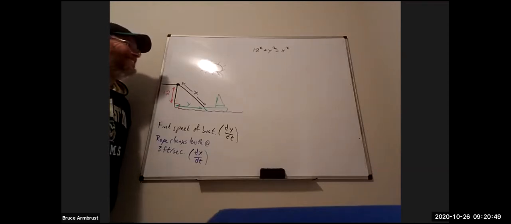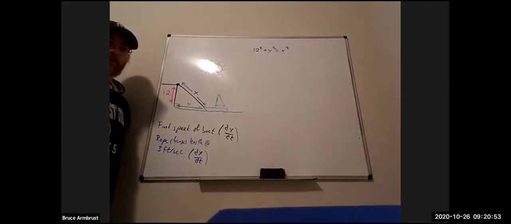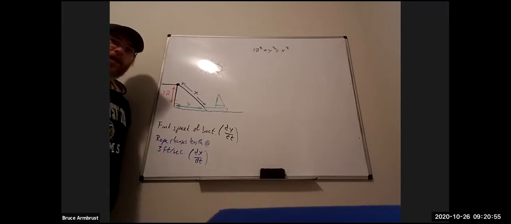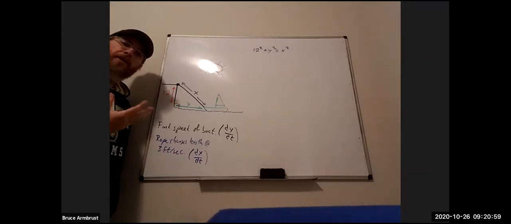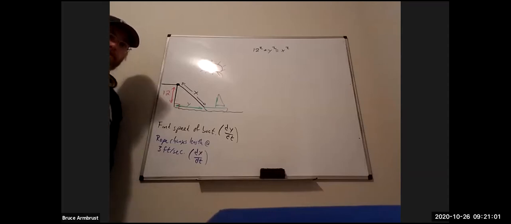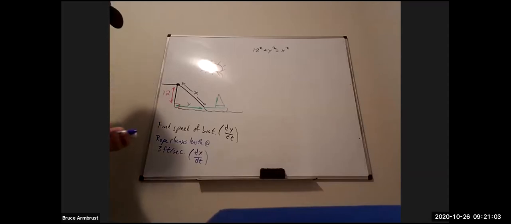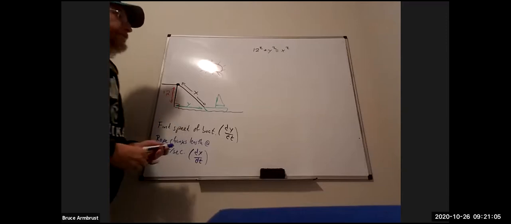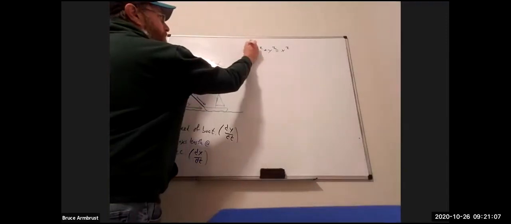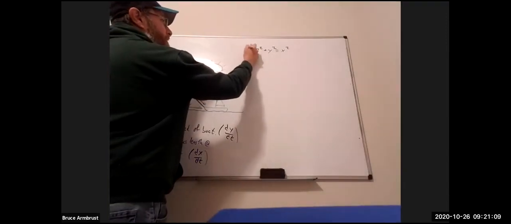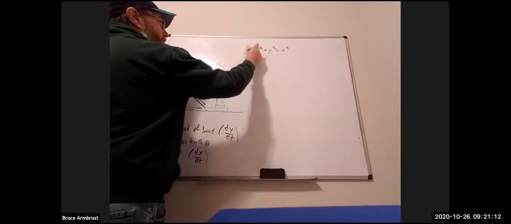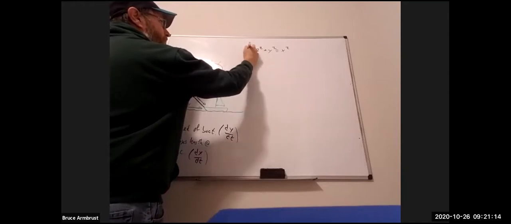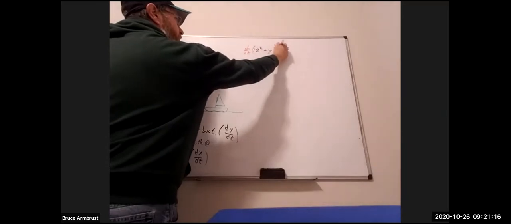Anyway, all right, so we've got 12 squared plus y squared equals x squared. That's how those quantities are related. And now that we've got that equation, we can differentiate. Okay, so let's do the derivative. The 12 squared, which is 144, of course, is constant. So when we differentiate, it's going to go away.